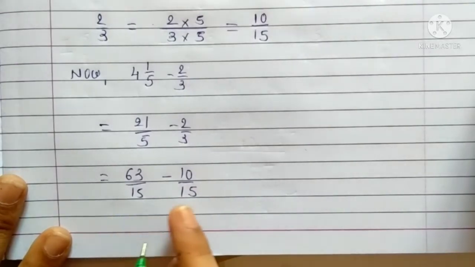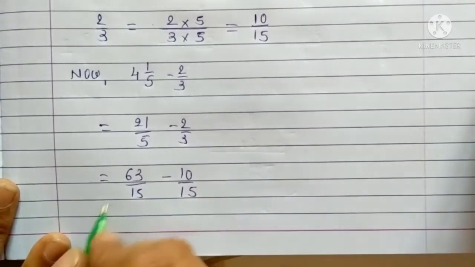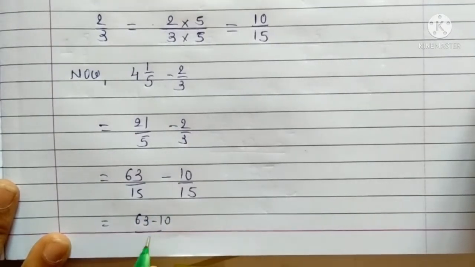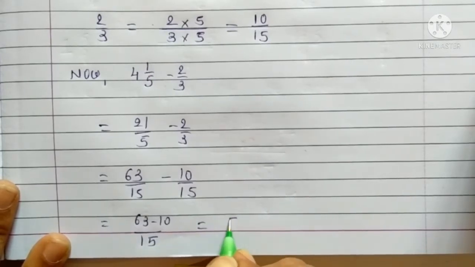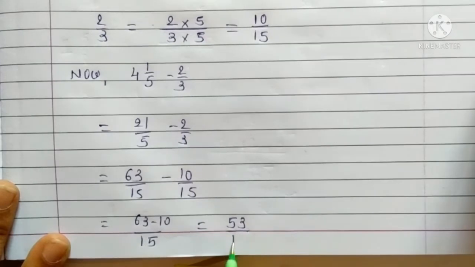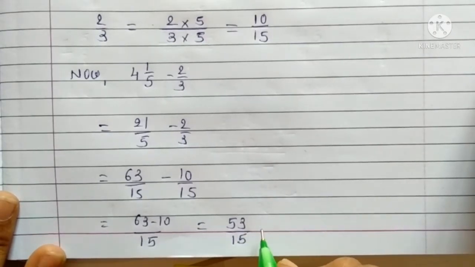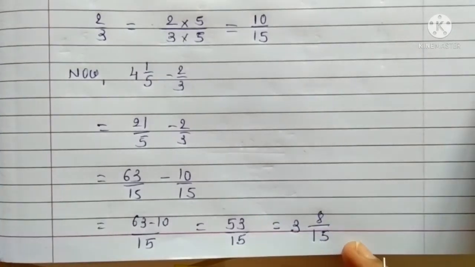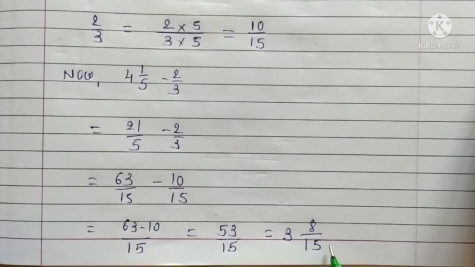As denominators are equal, we subtract numerators. And this is equal to 53 upon 15. This is an improper fraction, so we convert it into mixed fraction. So we get 3 complete 8 upon 15. This is our answer. Remaining question of question number 3 you will do in your homework.